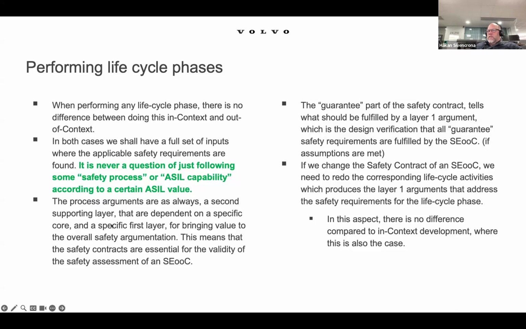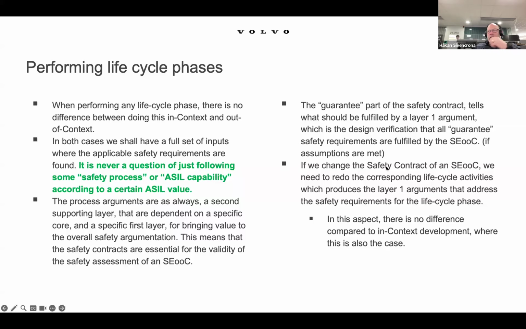Process arguments are always a second supporting layer. They are dependent on the specific core and specific first layer, that is the breakdown of requirements and the verification. So process, yes, it's good, but you can't say that we are fulfilling some ASIL with our software without really knowing which assumed requirements there are, or how they should be verified, the verification plan, the integration plan. So a little about that.